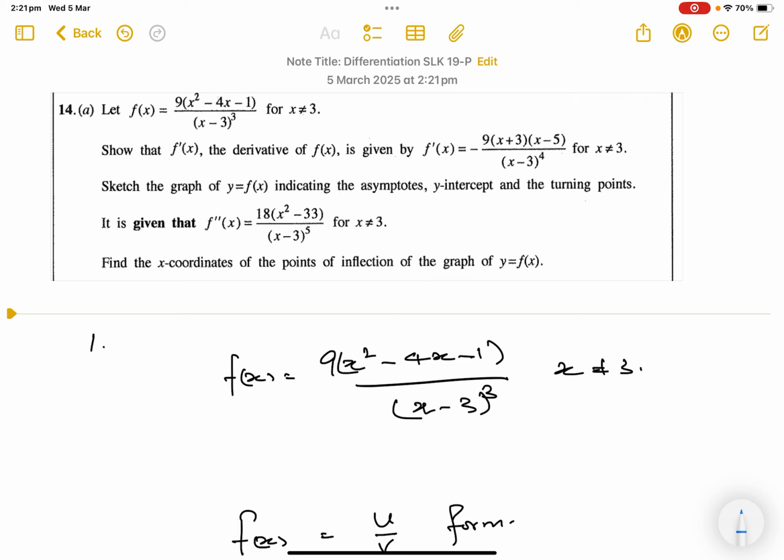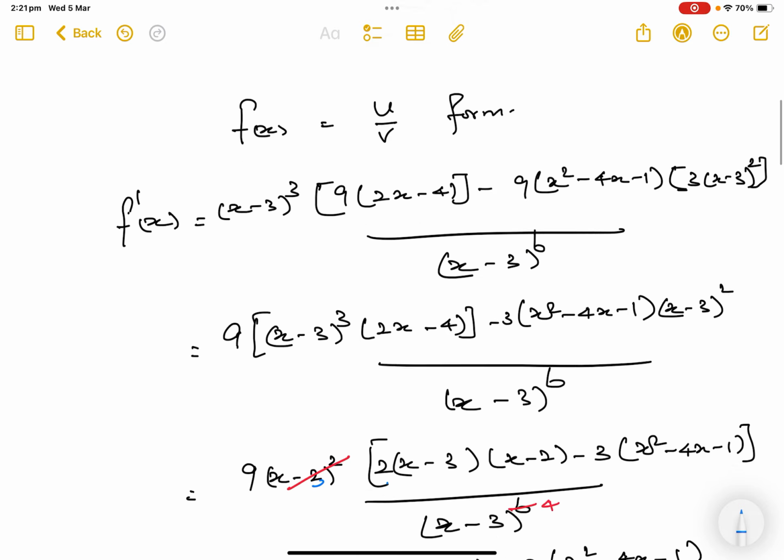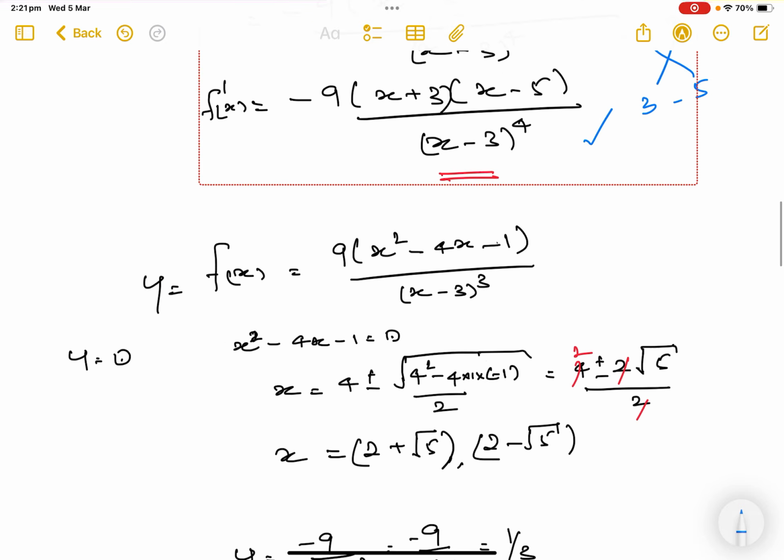Yes, now the next part: sketch the graph. Sketch the graph of y equal f(x), indicating the asymptotes, y intercept, and the turning points. So we need to find all the points crossing the axes, the asymptotes and the turning points. That's a bit of work.